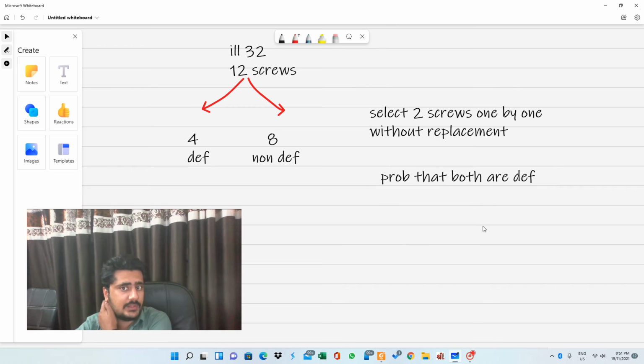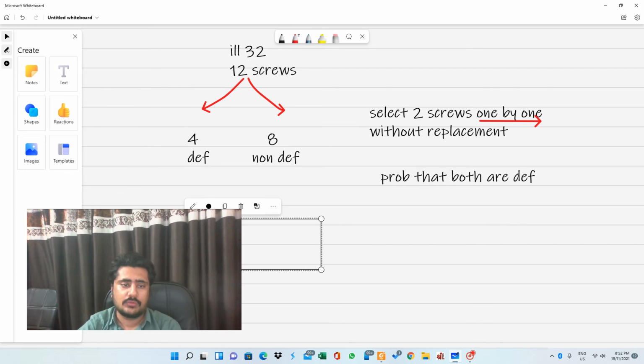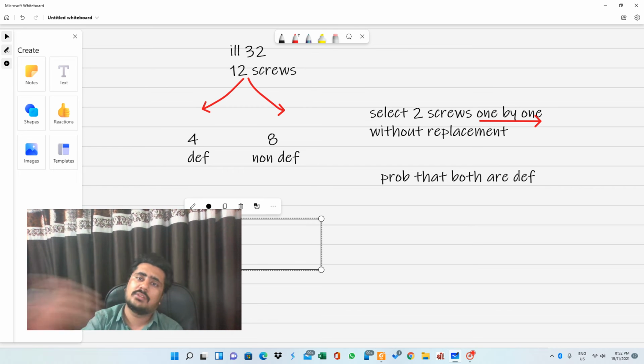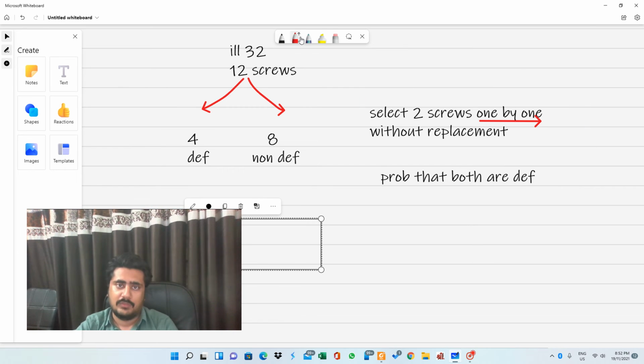Now see, you have to select 2 screws one by one. What does one by one mean? It means at a time you are going to select only one screw. If you have to select 2 screws from 12, you will select 12C1, and then again you will select one screw from the rest. This is known as one by one. First you select one screw, in the next turn again one screw. This is a sequence, one by one.